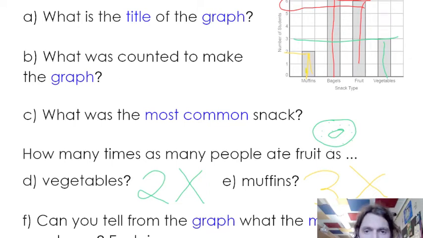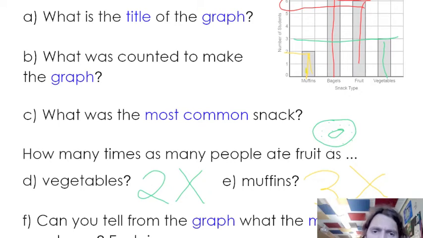Can you tell from the graph what the most popular snack was? Explain. In my opinion, if we look at C as well, the most common and the most popular seem like the same things, right? So now can we tell from just looking at the graph? I think we can. So let's review now.